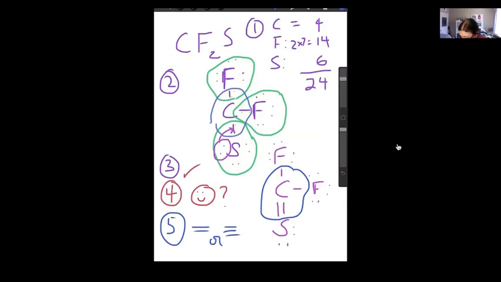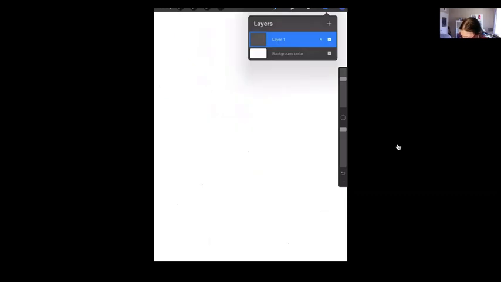Okay, now let's look at one more thing about CF2S. If I had wanted to, I could have brought that electron pair in to make a double bond from a fluorine instead of a sulfur. So why didn't I? Let's look at that. So let's look at carbon double bonded to sulfur and carbon single bonded to fluorine, or carbon single bonded to sulfur, double bonded to fluorine, and single bonded to fluorine.